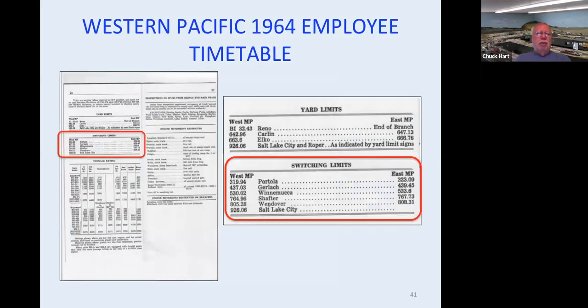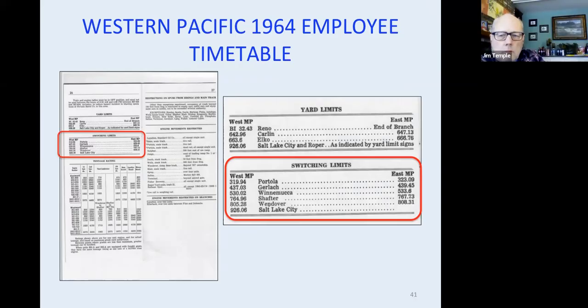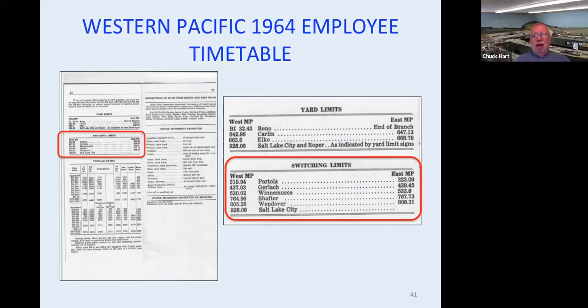All right, so let's go back to the Western Pacific 1964 employee timetable, and look what you see right under yard limits on the timetable. You see switching limits, all right? So obviously the Western Pacific bought into switching limits with the Switchmen's Union. And if you take a look at those limits, again, they're designated by mileposts, all right?